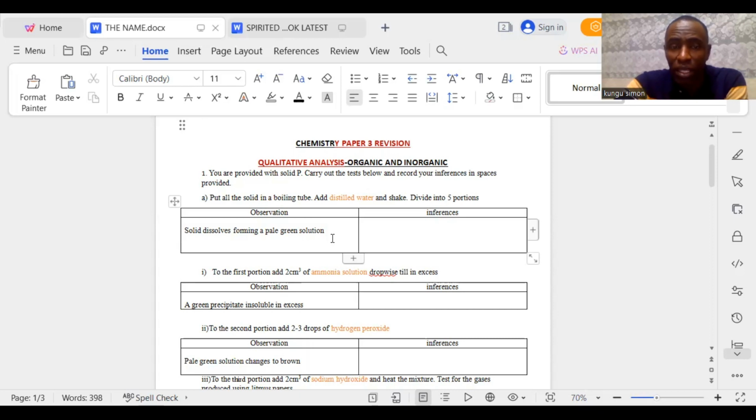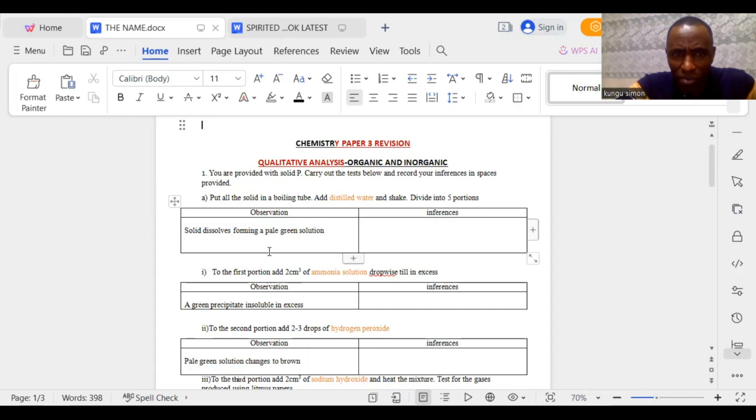It's important to note that. We can have it not dissolving, or we can have it dissolving. Every time it dissolves, it is always important to mention the color of the solution, because there are some ions that exhibit colors. Therefore, from that, you can identify them.